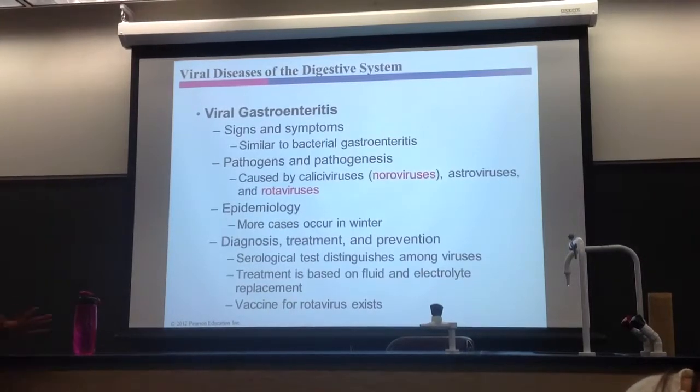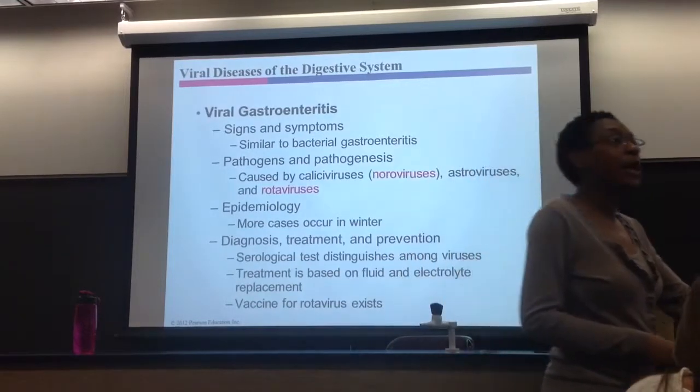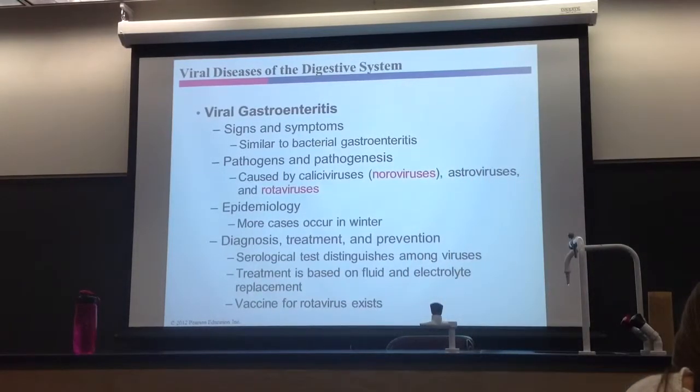That's it. Now, for example, I said rotavirus attacks babies. And there is a vaccine against rotavirus. You need to get your baby vaccinated against rotavirus. Because how do you get it? Now, norovirus comes from eating contaminated food or water. That's how you get the norovirus. But rotavirus is fecal oral transmission. That's how you get rotavirus.